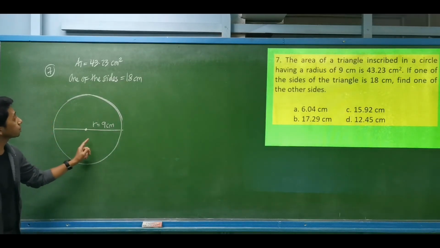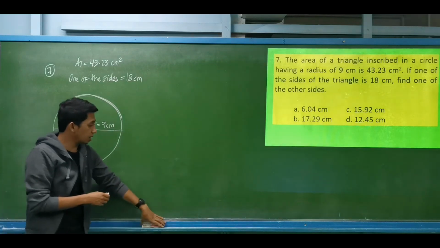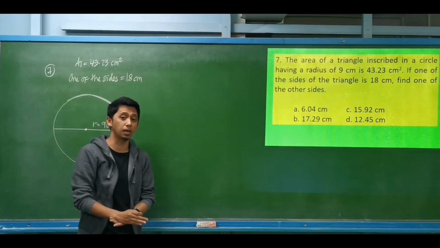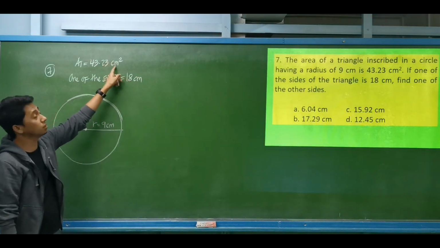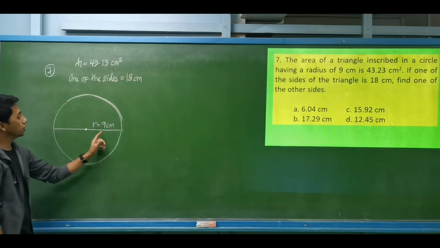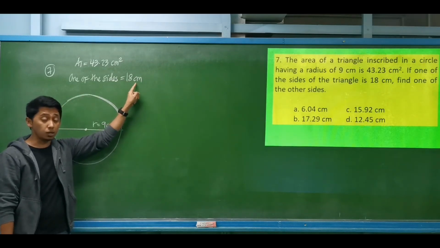Ang problema, hindi natin alam kung ano yung appearance ng triangle. Parang ang hirap mag-solve ng dimension ng isang triangle kung hindi mo naman alam yung appearance niya. Tapos, isang side lang yung given, tsaka yung area. Okay? Pero ito, can you observe? Yung radius ng circle is 9. One of the side is 18.